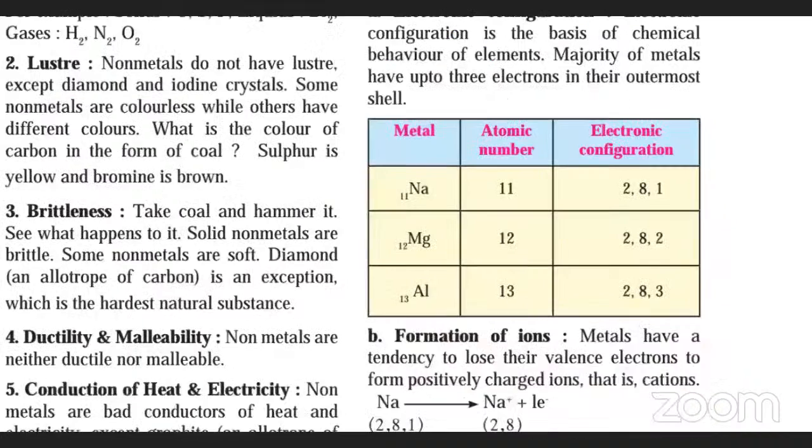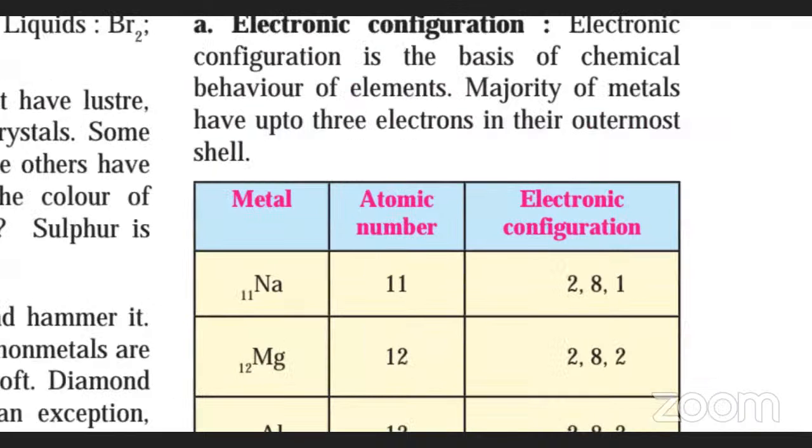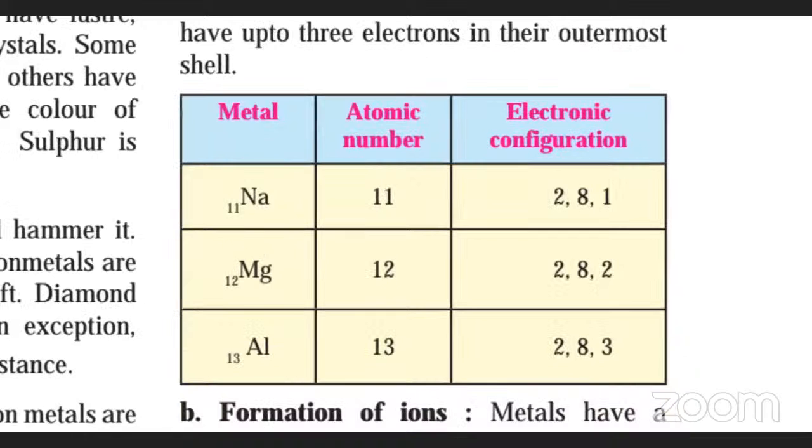If you see the metals, three metals are shown here. Na means sodium, Mg means magnesium, and Al means aluminium. These are the three metals. The atomic number is given as 11 for sodium, 12 for magnesium, and 13 for aluminium.